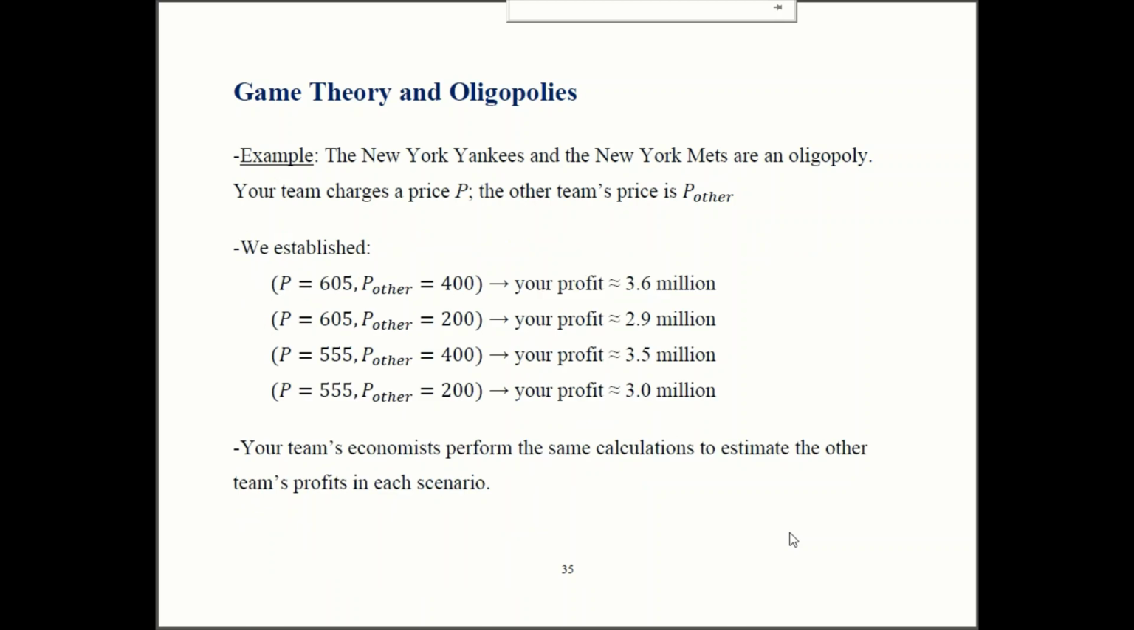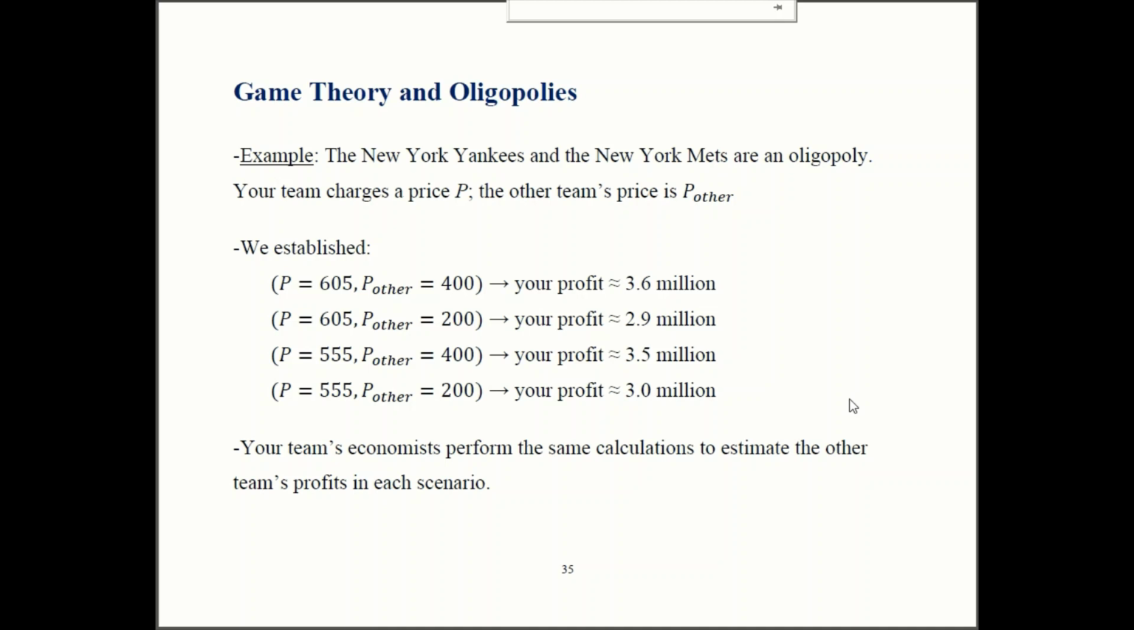So here's what we figured out. Just summarizing our last couple of slides. We estimated profit for each of these 4 scenarios. In order to use game theory, we also have to know what is the other team's profit. So our economists do some math and they estimate what that is going to be, and that's going to give us a game where we can start looking for dominant strategies and start trying to find Nash equilibria.